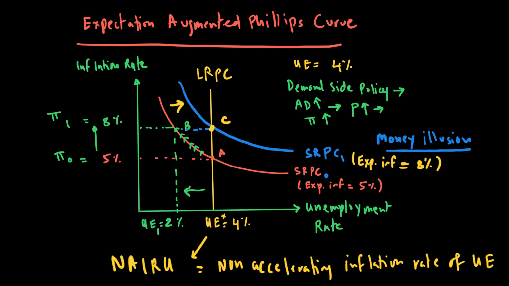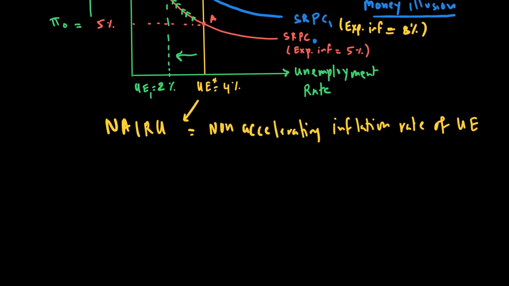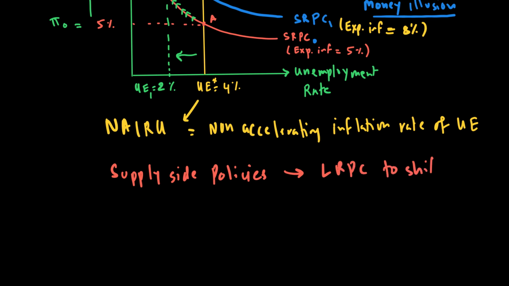And what is the way to go forward? Well, the way the government should have gone forward is that they should have used what we call supply side policies. Had they used supply side policies, let me write this, supply side policies for this kind of unemployment that happens in full employment, supply side policies would have resulted in the long run Phillips curve shifting backward.